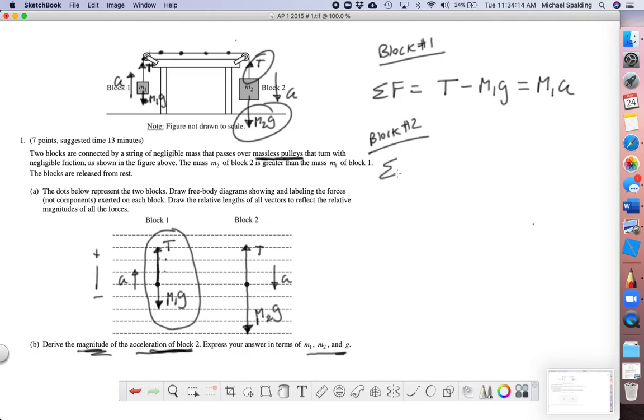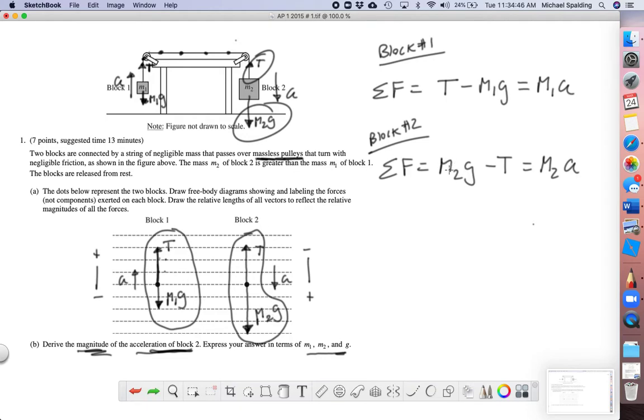Now we're going to look at block number 2. We're going to do the same thing and sum forces. For block number 2, the acceleration is downward, so we're going to say down is plus, up is minus. We want the acceleration to be positive on both sides. So this is going to be M2G minus T equals M2A. We made the accelerations positive, so that's nice. We don't have to make acceleration negative because in both situations we said acceleration was positive.